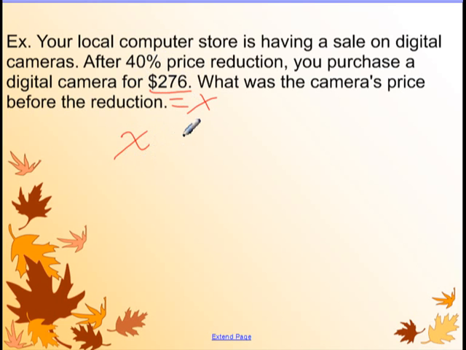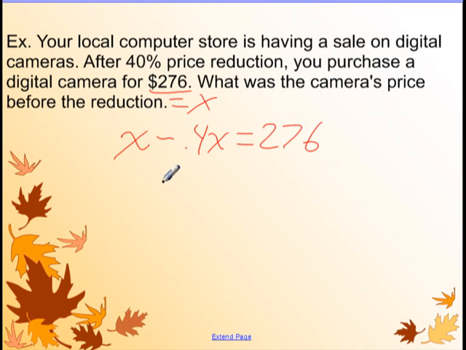Well, how do I find 40% of the price? I do 0.4 times that price. So if I take the original price and I subtract 40% of that, that should give me the purchase price, the new price, which in this case is $276. So that's kind of how you reason through this problem.